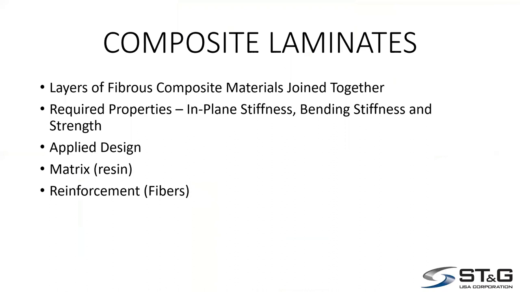When we talk about composite materials, normally we're thinking carbon fiber or even fiberglass. But if you think of a composite laminate, there's a wide variety of different composites out there. Basically, there are layers of fibrous composite materials joined together with the matrix, which is the resin, and you have your reinforcement fibers. Some of the properties we look at are in-plane stiffness, bending stiffness, and strength. Now you see how it's broken down differently. Stiffness is not really strength. Stiffness is a different property than strength.